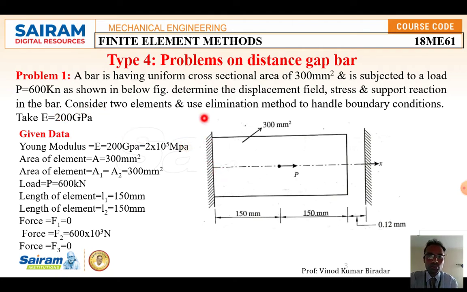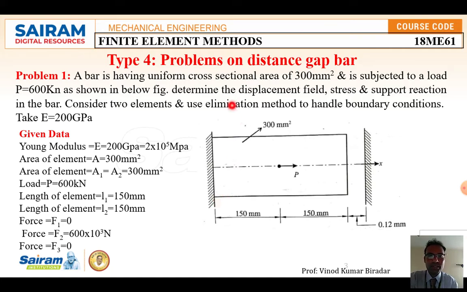Look at that, observe the diagram here. They have given one bar element, and this bar element is fixed at a distance of 0.12. So this end is fixed. Exactly at the middle they are applying the axial force, equal to how much? 600 kilonewton. I am telling you, in kilonewton, capital N is big, K is the small letter. So P is equal to 600 kilonewton. Area for the element is 300 mm square. They gave the length of the first element as 150 and the second element as 150. The gap distance from the fixed end is given as 0.12. Calculate the displacement.